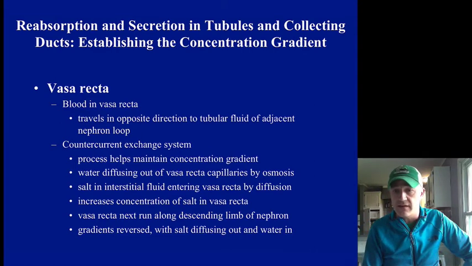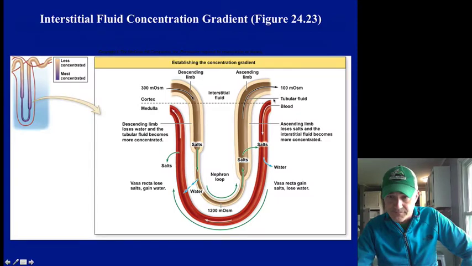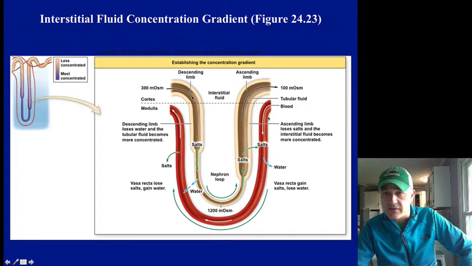And the water goes in and the salt goes back out. So you can kind of see it right here. On the way down, so here's the loop of Henle. The flow is traveling this direction. You can see the vasa recta is traveling the opposite direction.